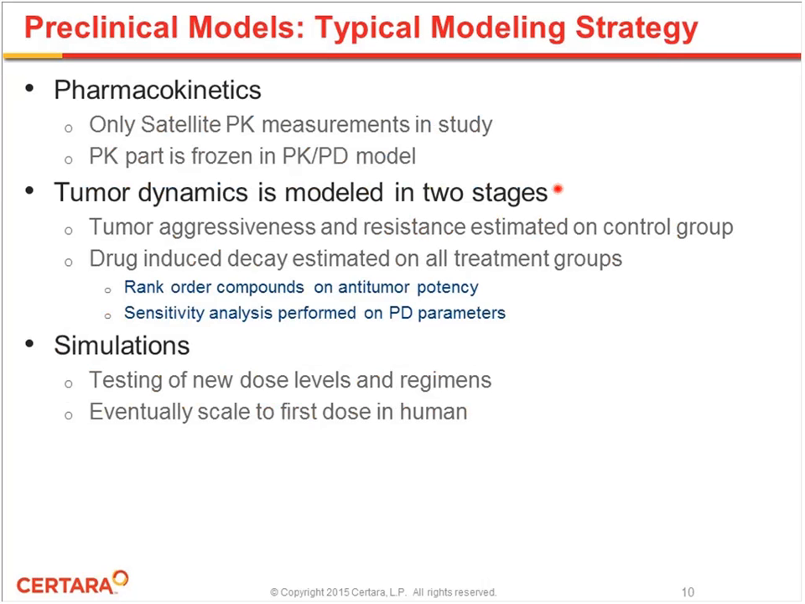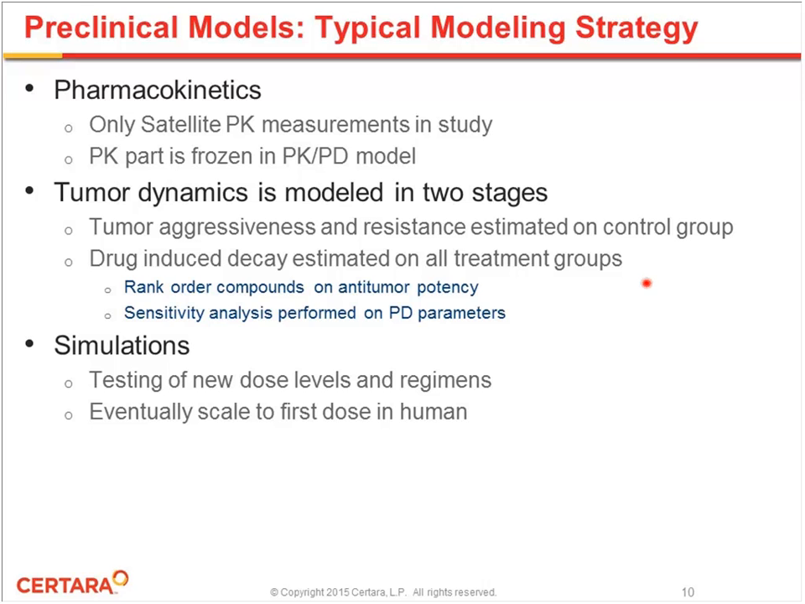Then modeling the tumor dynamics is done in two stages. First, you model the unperturbed growth to find out about the aggressiveness of the tumor and also the resistance of the animals. Then in the second stage, you model the drug-induced decay of the tumor growth. Here, the ultimate goal is to rank order the compounds based on their potency against the tumor.